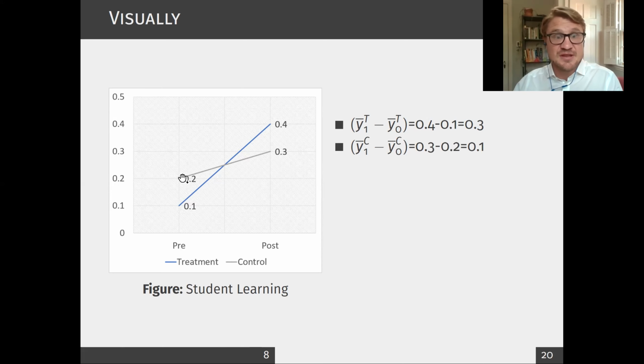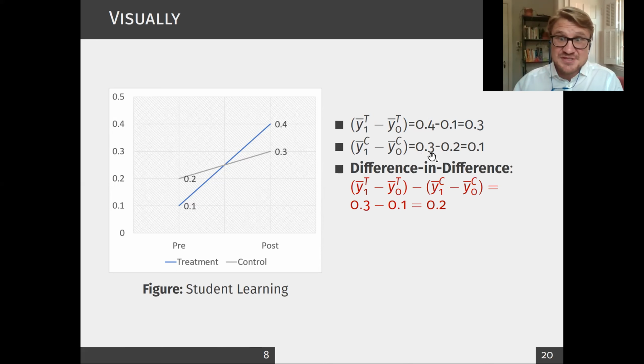Similarly, there was an improvement for boys, who refer to the control group, of 0.1. You just subtract 0.2 from 0.3, right? And so now we have the difference-in-differences estimate, which is where these two differences come in: you look at the difference between post and pre for the treated group, and you look at the difference between post and pre in the control group, and you subtract those two from each other.